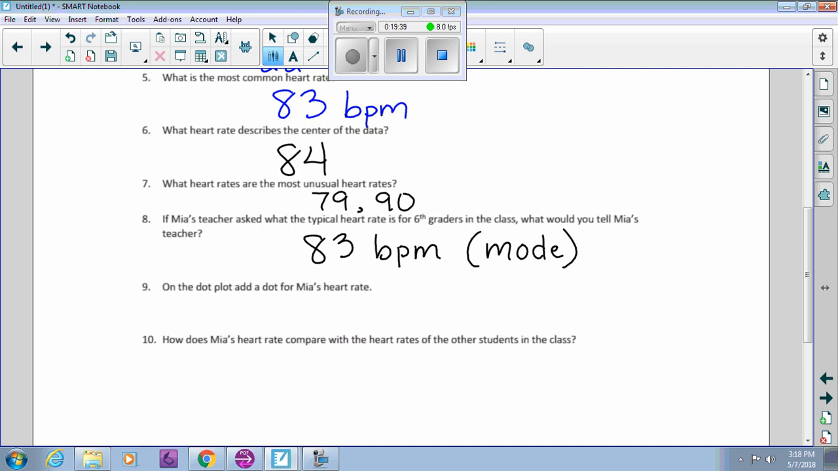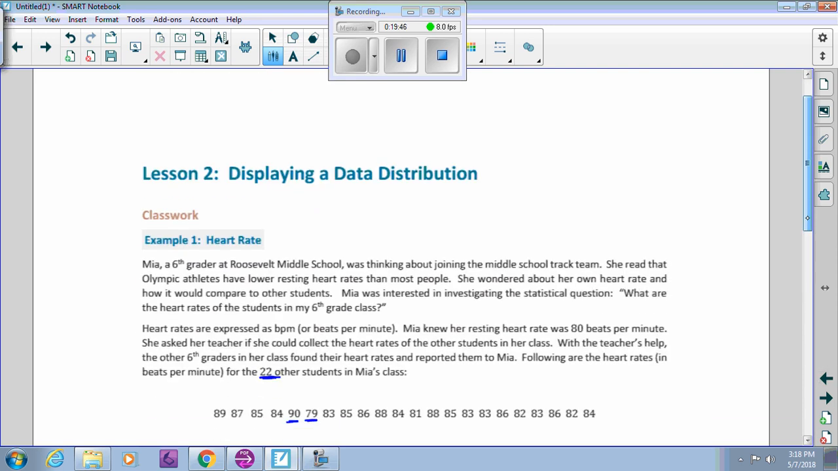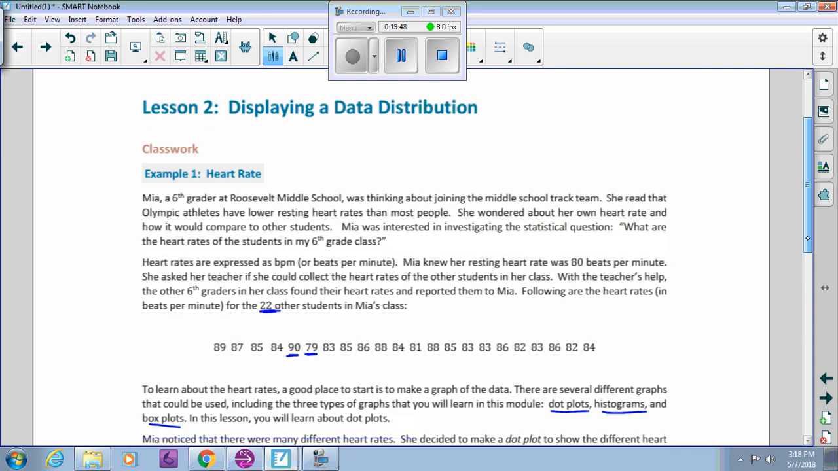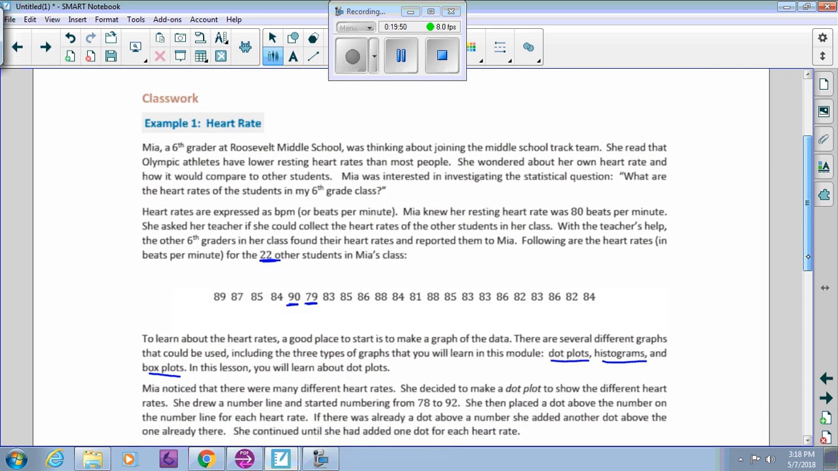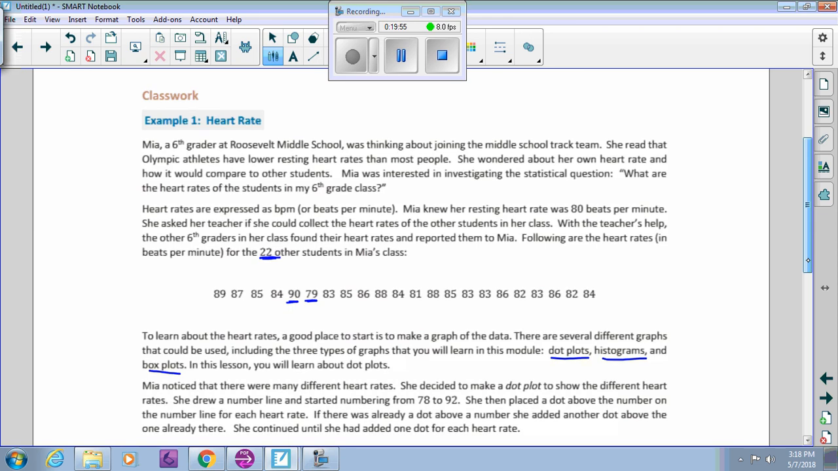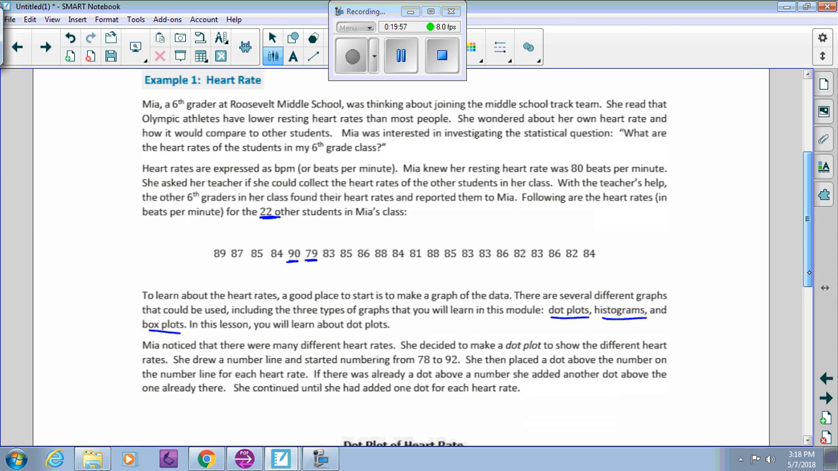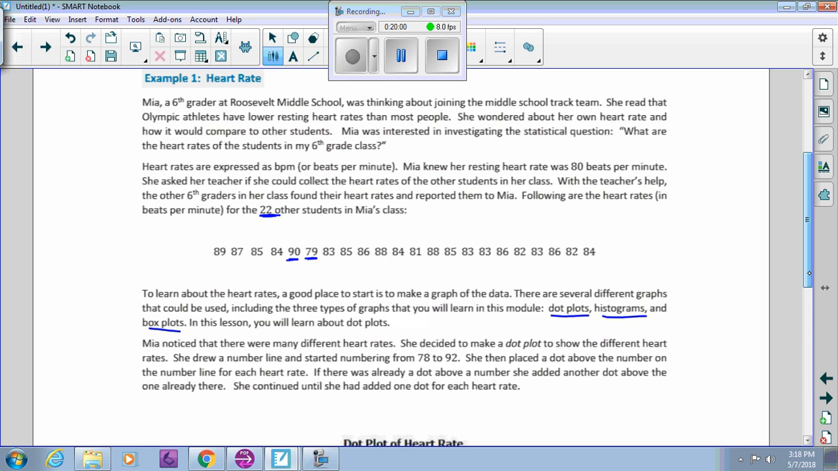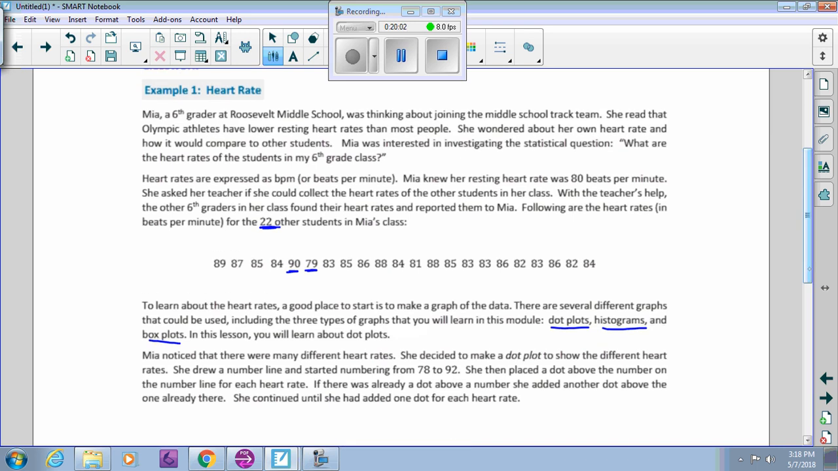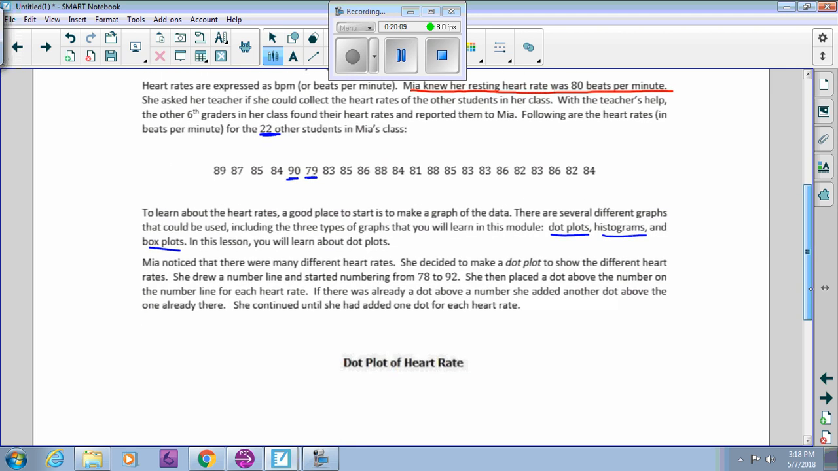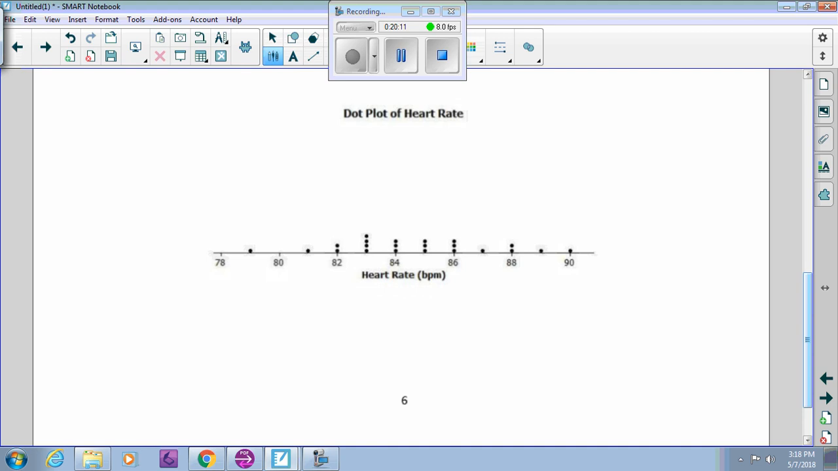So number 9, it says, on the dot plot, add a dot for Mia's heart rate. I can't remember what Mia's heart rate was. Let's go back here. Let's see. Oh, it's right here, I'm underlining it in red. Mia knew her resting heart rate was 80 beats per minute. So let's go ahead down here and fill in a dot for 80.